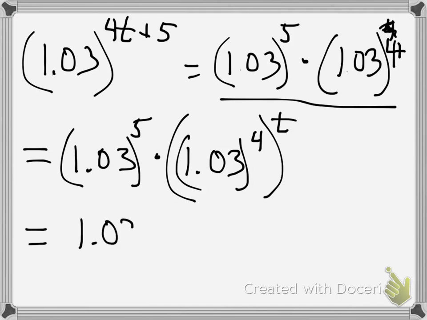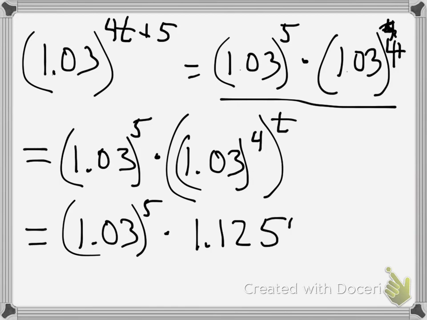And now I can finally, again, I'm not going to mess with that, but I am going to go ahead and figure out what 1.03 to the 4th power is. I'm going to get out a calculator to do that. Just one moment. So 1.03 raised to the 4th power is about 1.1255, and that now is raised to the t power.